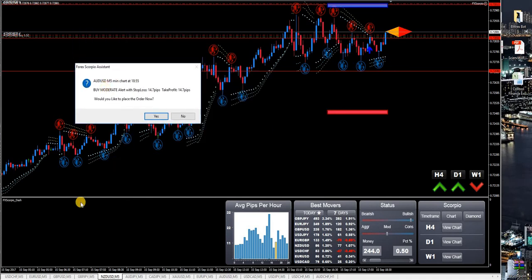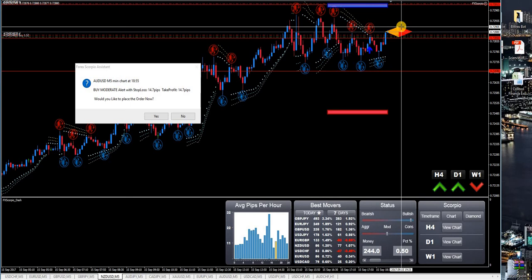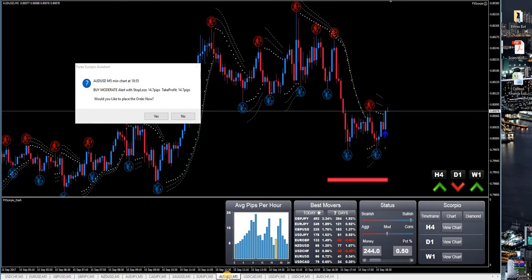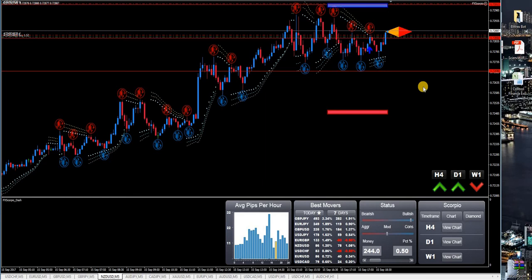AUD USD. All right, that's a buy. Let's see if we can get past it. About 2 or 3 more pips to go. Looking for a buy. Nope, no trade set up. Still only 3 pips up. 2 pips now.